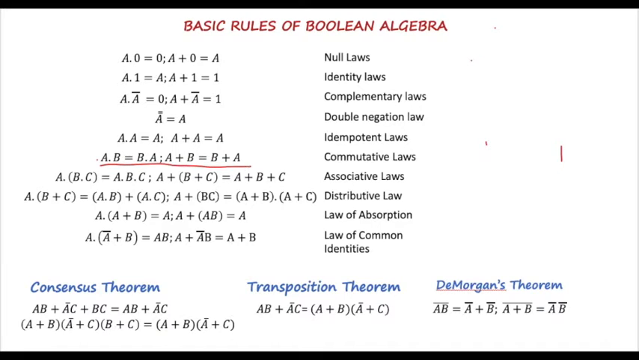So these are the commutative laws. Here you can see A ANDed with B equals B ANDed with A. That is, A and B is the same as B and A, and also A OR B equals B OR A. Now I am just showing you by AND gate and OR gate.